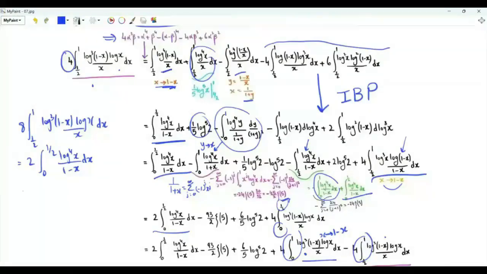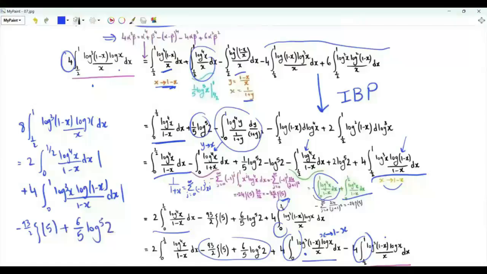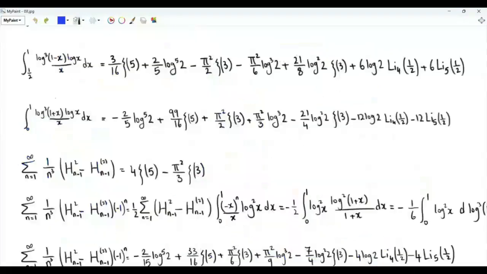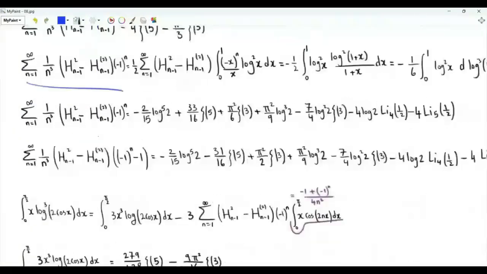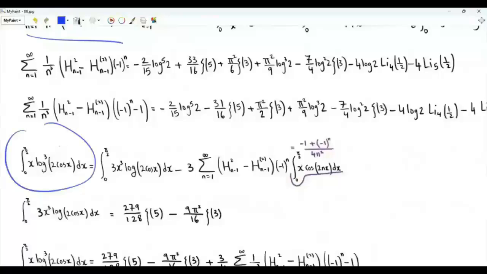Change x to 1 minus x. So we have here plus 4 integral x from 0 to 1 log x cubed log 1 minus x over 1 minus x. We know these two integrals. We also have these terms. Now we know this. Consequently, we have this sum and this integral.